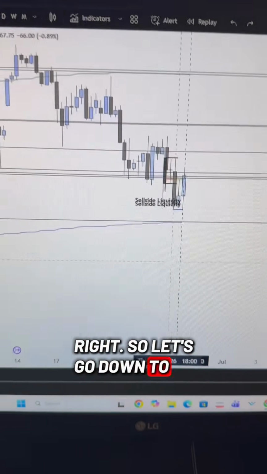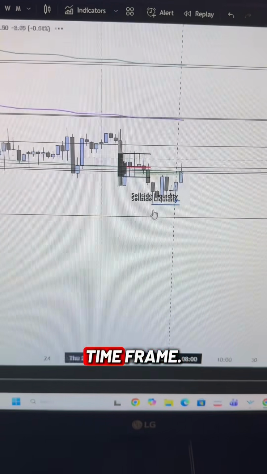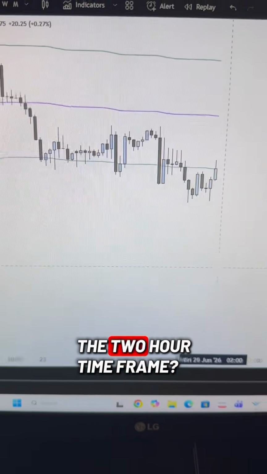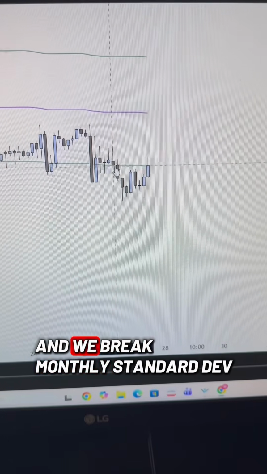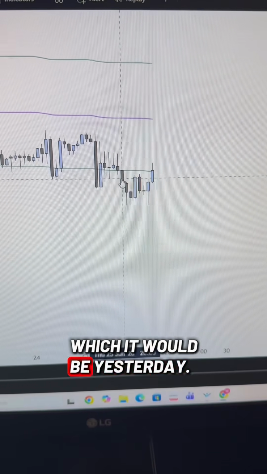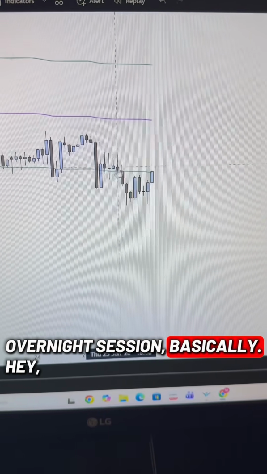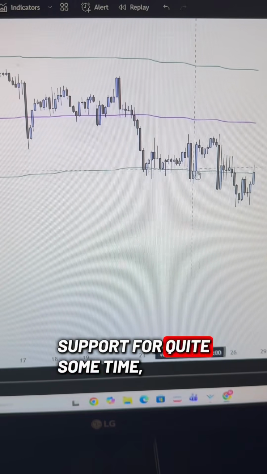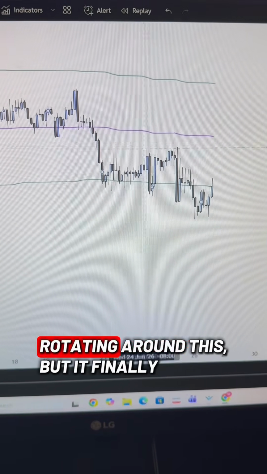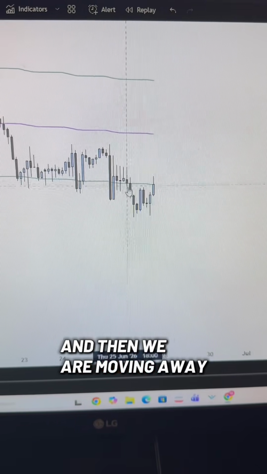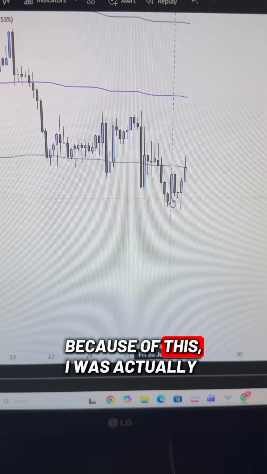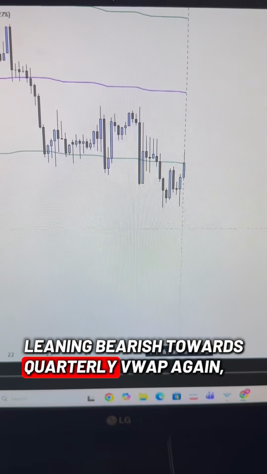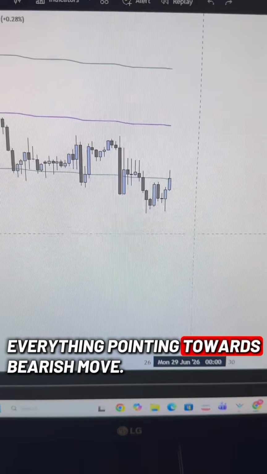So let's go down to a smaller time frame, which would be the 2-hour time frame. And what can we see in the 2-hour time frame? That is the monthly standard deviation low, and we broke the monthly standard deviation low on Thursday, which would be yesterday, right? Overnight session basically. It had been acting as a support for quite some time. As you can see, price was rotating around this, but it finally broke, and then we are moving away from it. So we are developing value outside of it, as you can see. So again, because of this, I was leaning bearish towards quarterly VWAP. Again, everything pointing towards a bearish move.